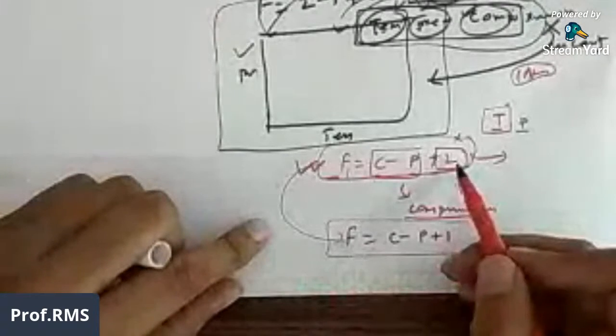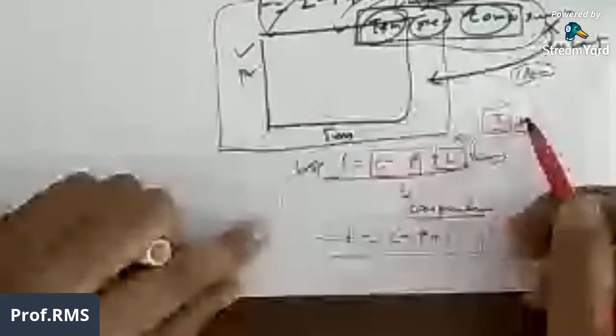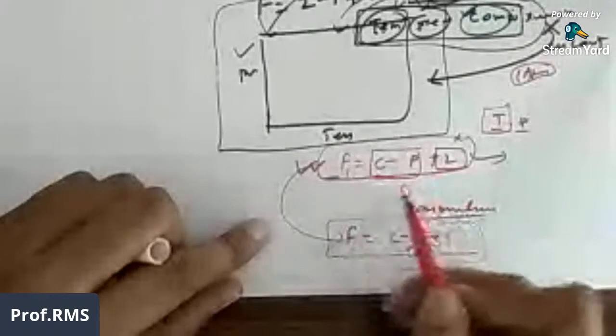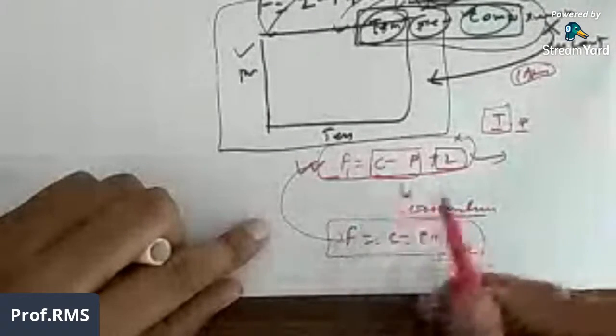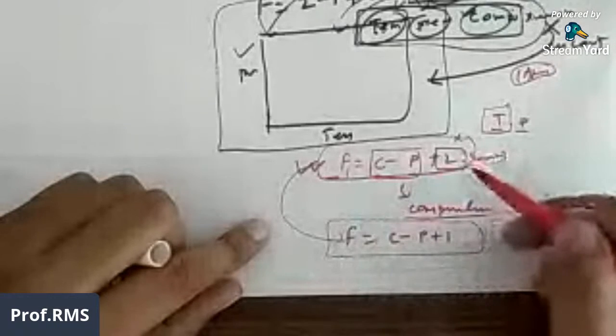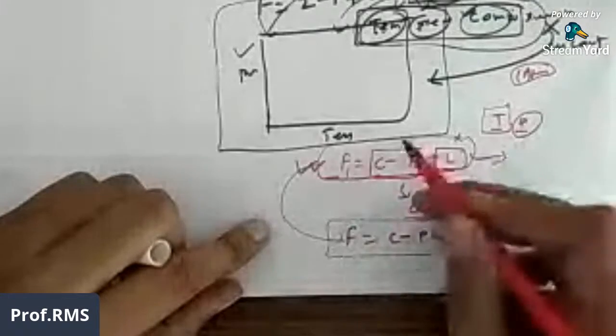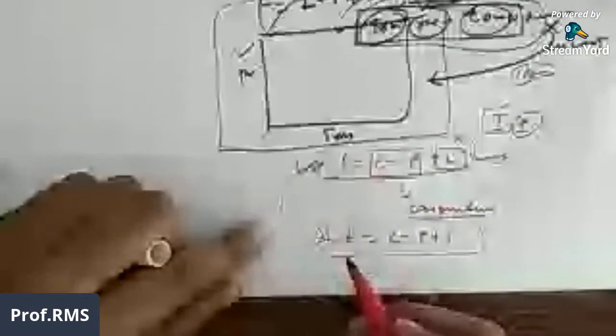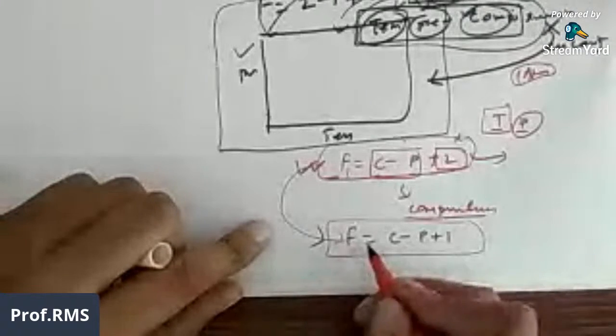The 2 indicates the two variables, temperature and pressure. This term indicates the composition, that is the third variable. So we are reducing one variable from this equation, and we get the reduced form of the phase rule, that is F is equal to C minus P plus 1.